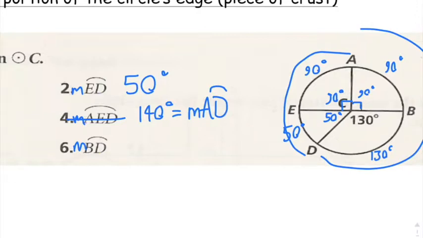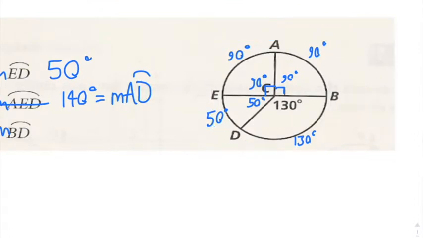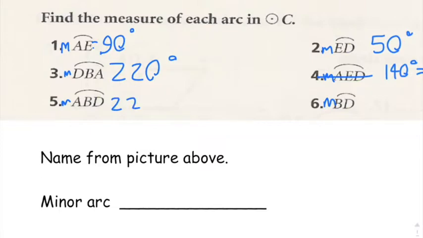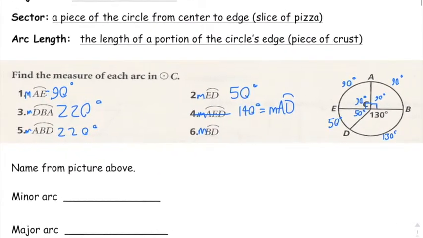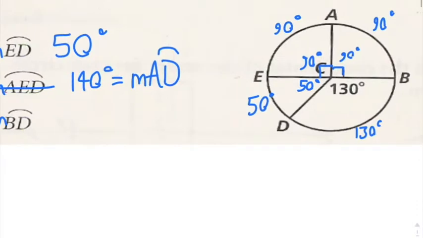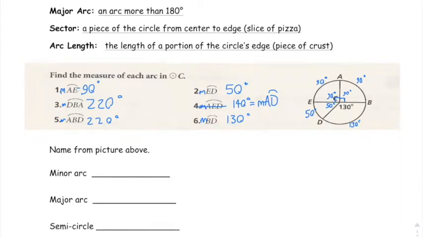Typically you use the third letter if you're going the longer way. So if I wanted the major arc version of this, I would have said something like ABD, which I think is the next one here. Yeah, ABD. So that's 220. Notice that that's actually the same major arc as DBA. You should notice you're going in a different direction. Okay, you got the minor arc BD, and that'd be 130 degrees. And then there you go.